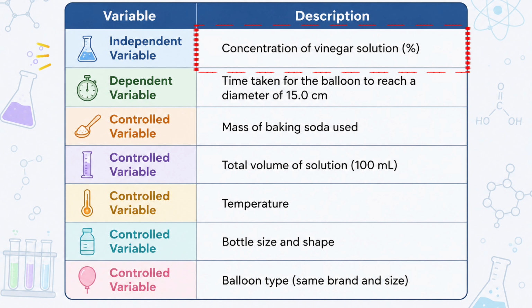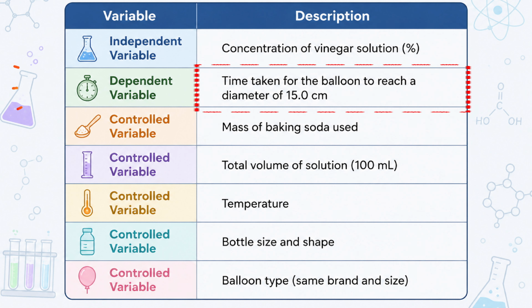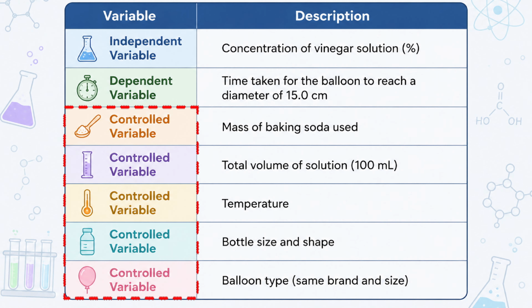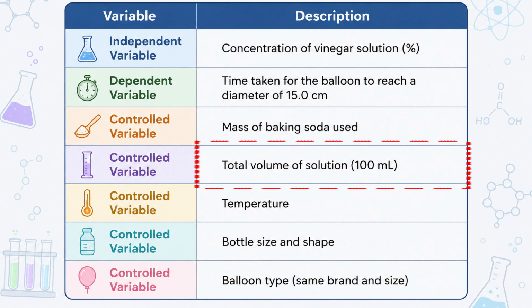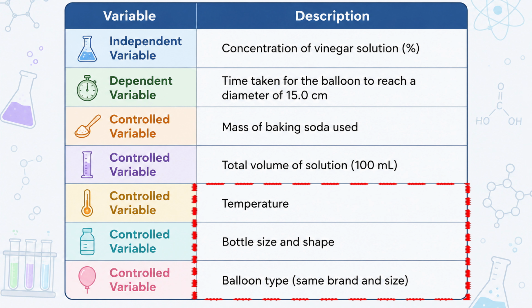The independent variable is the concentration of vinegar because this is the factor that I am deliberately changing. The dependent variable is the time taken for the balloon to reach a fixed circumference because this is what I will measure. To ensure a fair test, several variables must remain constant. The mass of baking soda will remain the same because changing the amount of baking soda would also affect the amount of carbon dioxide produced. The total volume of each solution will be kept at 100 milliliters so that only the concentration changes. The same bottle size, balloon type, and room temperature will also be maintained throughout the investigation to improve the validity of the results.